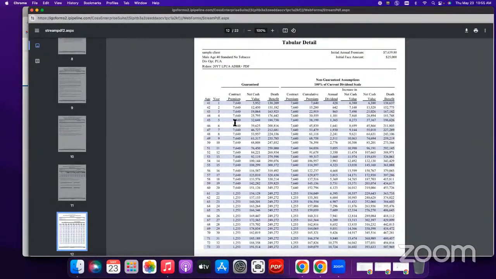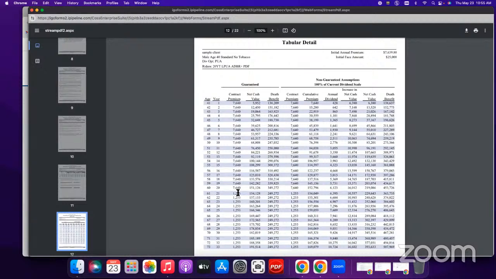Starting in year 4, but let's just look at year 5. You put 7,640 in, and the cash value increases by 8,273, almost $1,000 more than you put in. So year 6, 7,640, cash value increases by $1,000 more than you even put in. And you'll notice that this spread just keeps getting bigger and bigger.